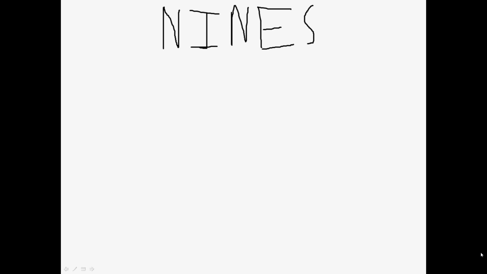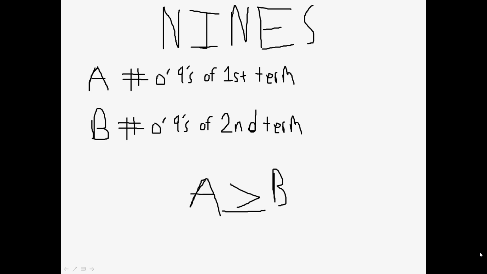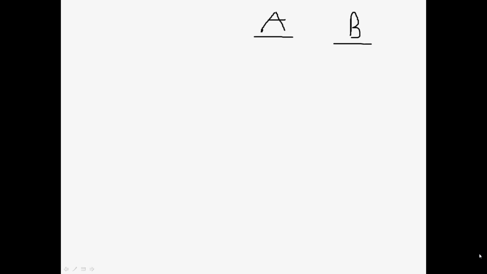For the 9's, to find out what the pattern is, we're going to have two variables, A and B. Now A is going to be the number of 9's in the first term, and B is going to be the number of 9's in the second term. And we're just going to say that A is always greater than or equal to B. So if the second term is greater than the first one, we're just going to switch them and pretend like the second term is the first and the first is the second. Otherwise, we just leave them.